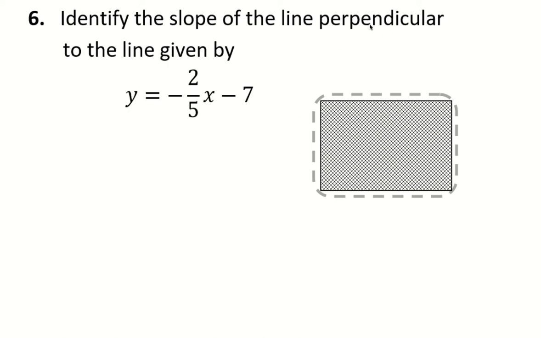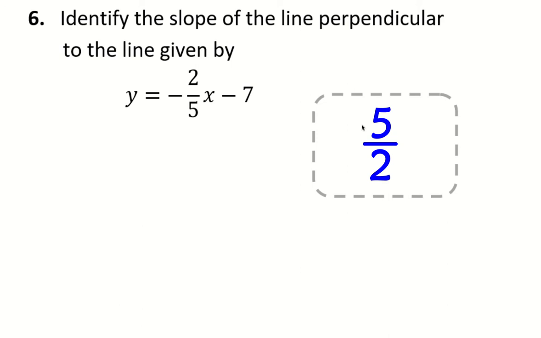-2/5, which means the line perpendicular to this one, and you might want to write this down if you're still a little fuzzy on remembering it, perpendicular means opposite reciprocal, and that would make the final answer positive 5/2. Compare that to -2/5. The answer here is positive 5/2.